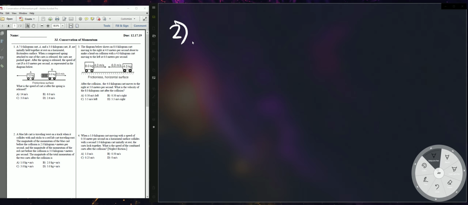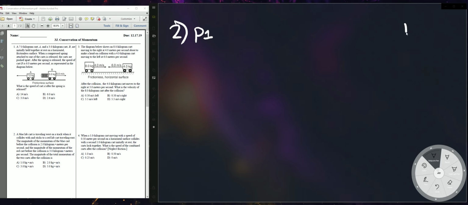2. A blue lab car is traveling west on the track when it collides with and sticks to a red lab car. So they're sticking together. Right? They're both traveling west. 2 cars collide, and then they both stick together. So we're going to write the magnitude of momentum of the blue car before collision. So the momentum before, and we're going to call the blue car 1.